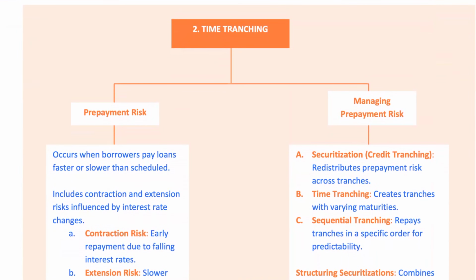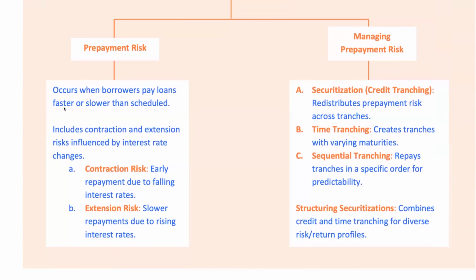One of the defining characteristics of MBS is time tranching, a mechanism that creates tranches or layers with different maturity profiles within the security. Now, with mortgages, prepayment risk is a major consideration. Borrowers don't always pay their loans on schedule. They might pay them off faster or slower than expected. This variability introduces prepayment risk, which has two components: contraction risk and extension risk.